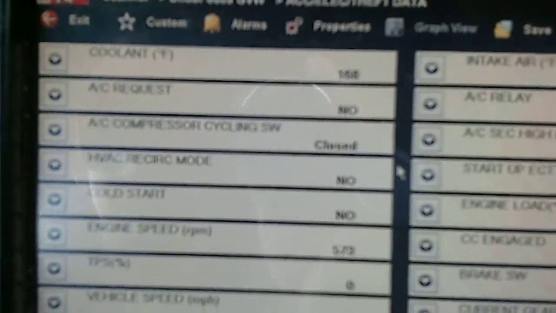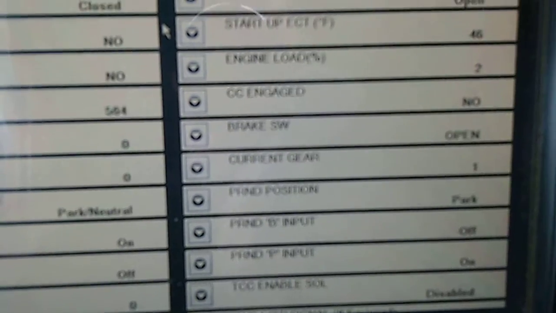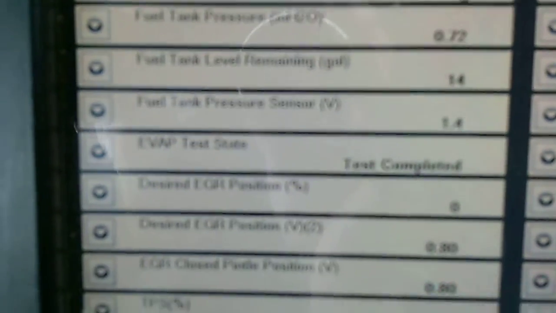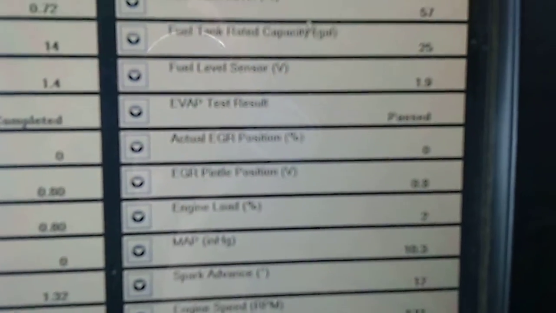We go back. We can see accessory and theft data. And you can see the kind of stuff that it shows here, and naturally it goes further down. And then we got evap data: fuel tank pressure, EGR, emission control kind of stuff. So it's just other groupings of things.